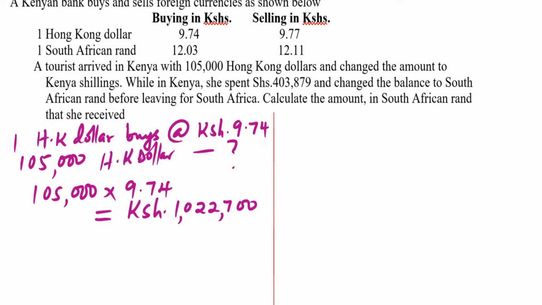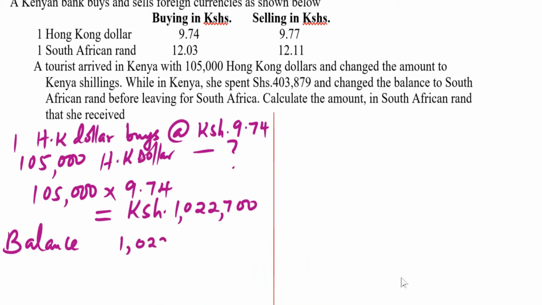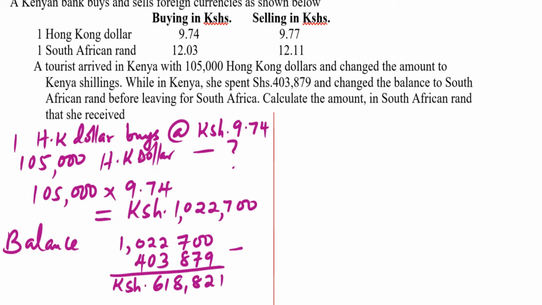403,879. So after spending this, we want to get the balance. This is the amount, 1,022,700. Then while in Kenya, she spent 403,879. So we subtract to get the balance. This gives a balance of Kenyan shillings 618,821. That is the balance.